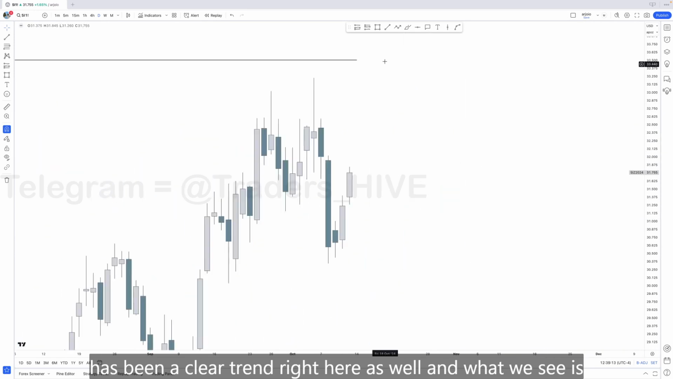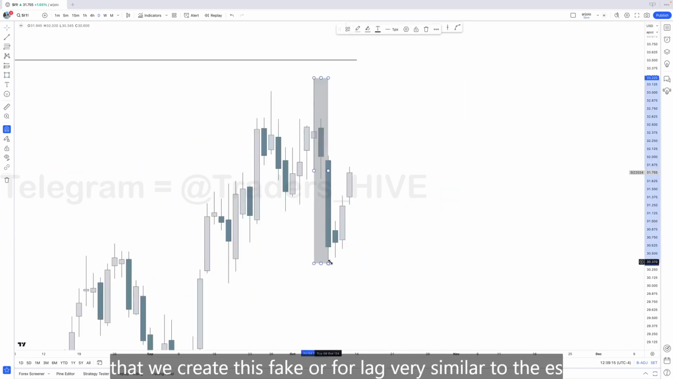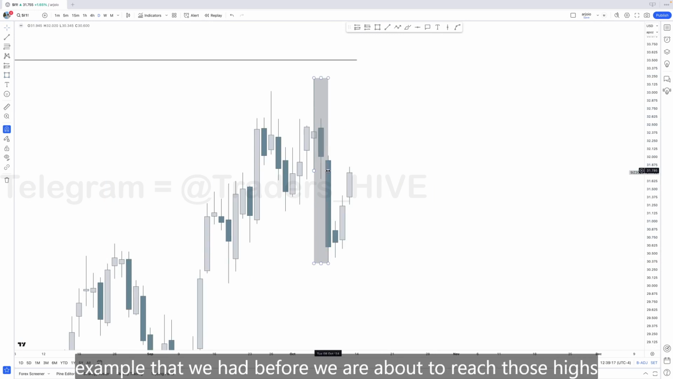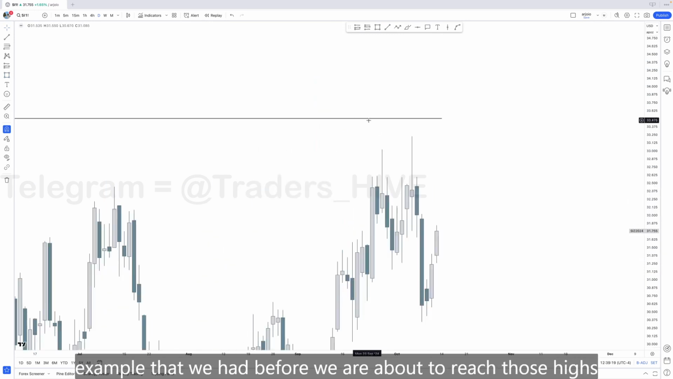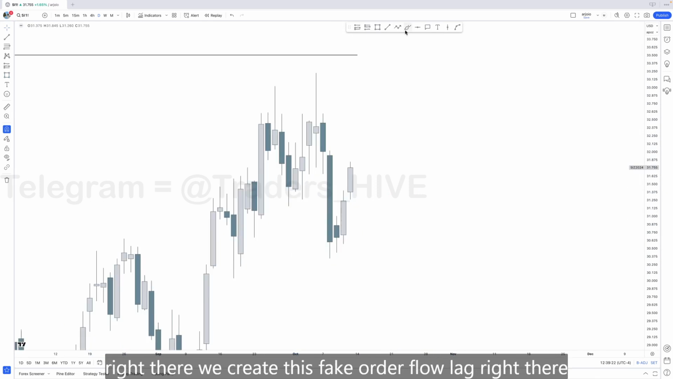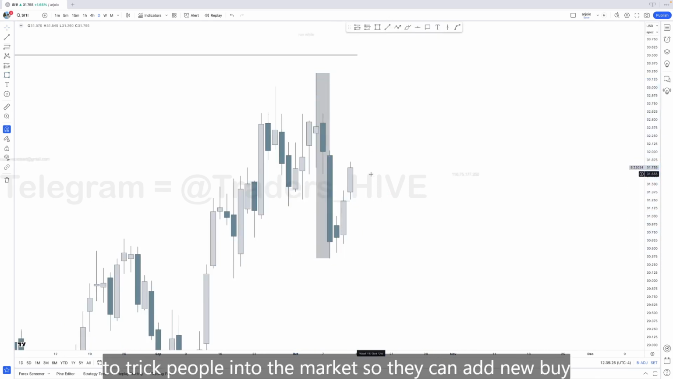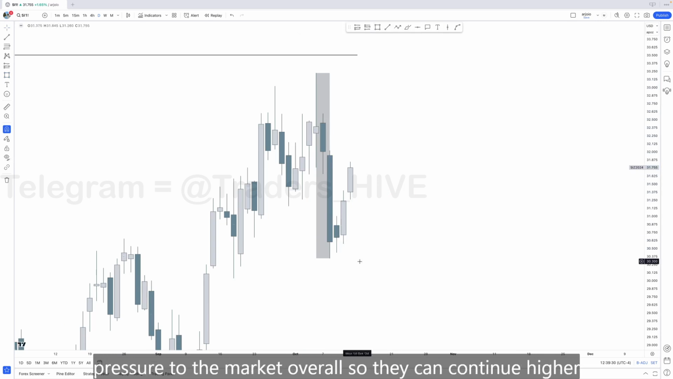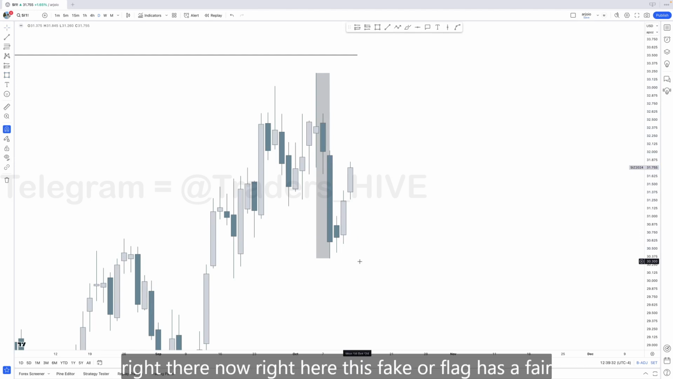And what we see is that we create this fake order flow leg, very similar to the ES example that we had. Before we are about to reach those highs right there, we create this fake order flow leg right there to trick people into the market so they can add new buy pressure to the market overall, so they can continue higher right there.